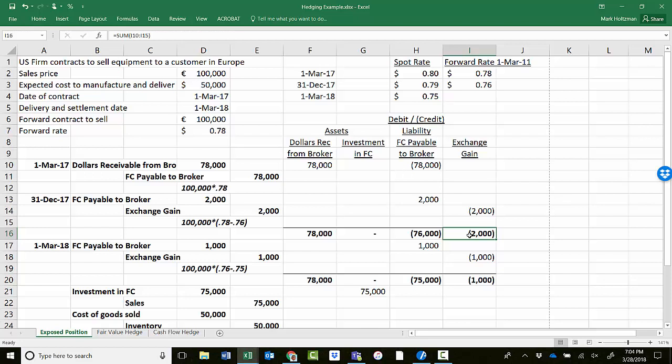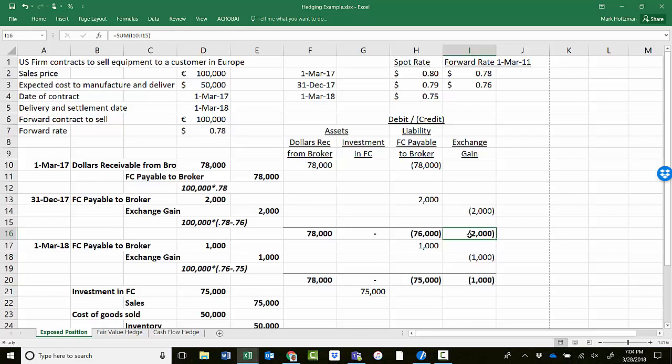That's going to be a $1,000 exchange gain. So therefore, I'm going to debit foreign currency payable to broker for $1,000 in order to bring this down to $75,000. And the other side of the transaction is an exchange gain. It goes right to the income statement for $1,000. So last year we had a $2,000 gain. This year I'm going to have a $1,000 gain. It's very interesting because you're not actually making any money.